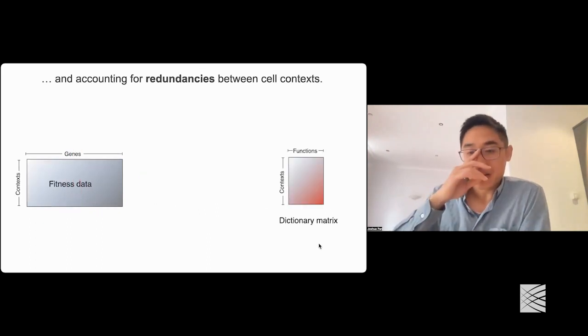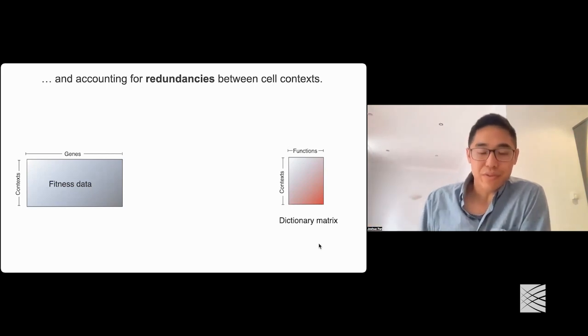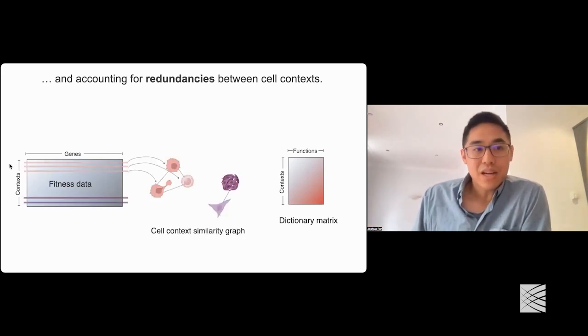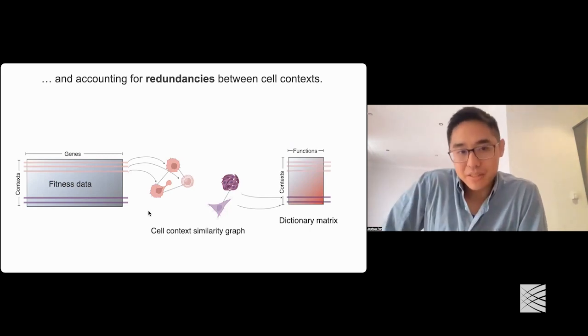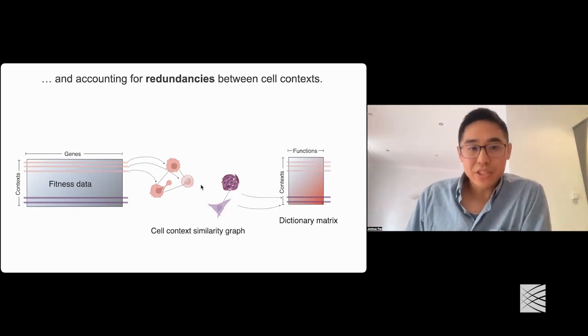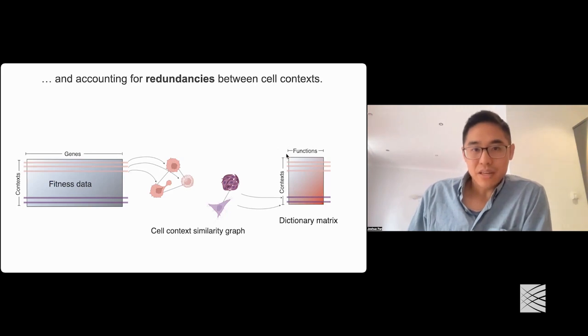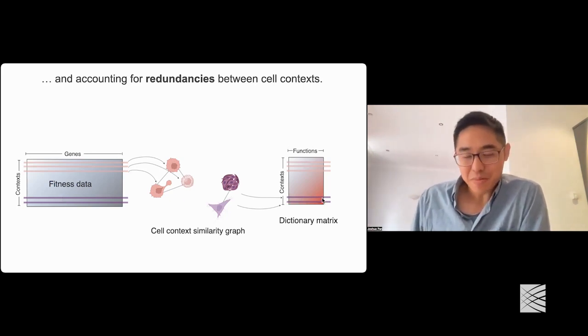Another thing, and I mentioned this in that review from 2011, is that cell contexts share redundancies. For example, if you're screening several cell lines from the same tissue, those tissues may harbor the same genetic dependencies. Those relationships between cell contexts also need to be captured in our dictionary matrix. So in our functional representation of the data, similar cell lines from the input should share similar inferred functions that they depend on.